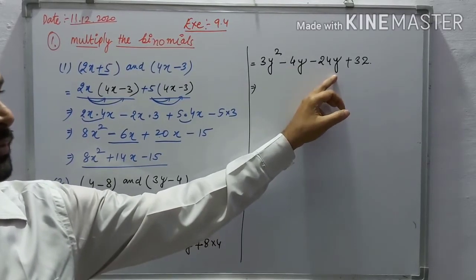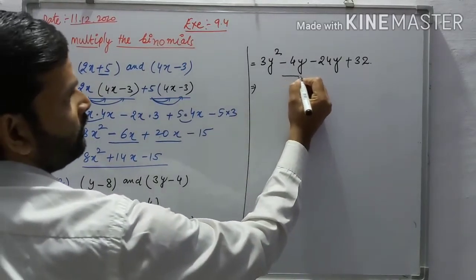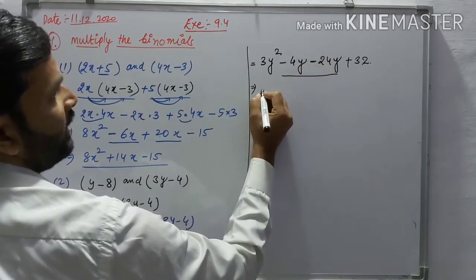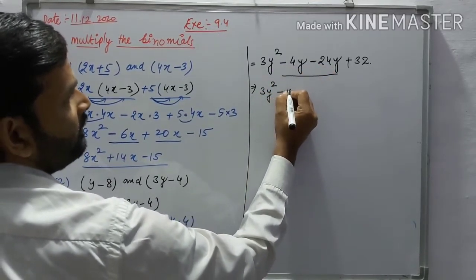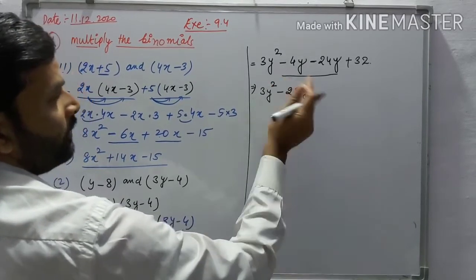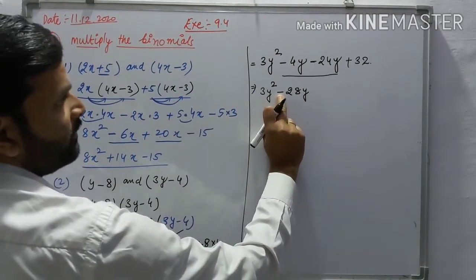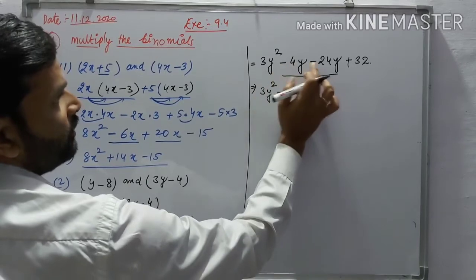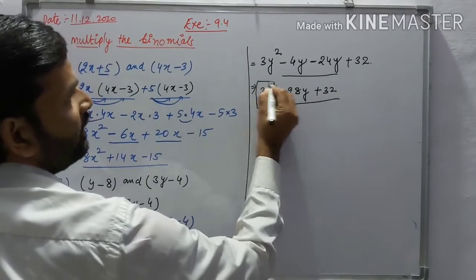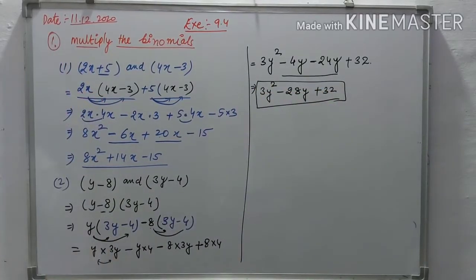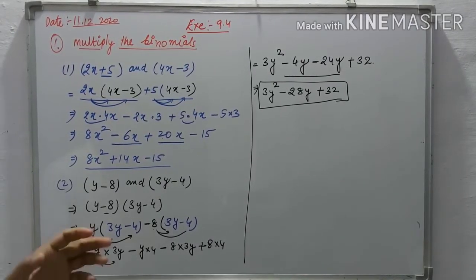Minus 4y and minus 24y are terms of only y, so they are like terms. So you add according to sign: the sign is minus, so minus 4 and minus 24 is minus 28y, and plus 32. So this is the answer after the multiplication of y minus 8 and 3y minus 4.